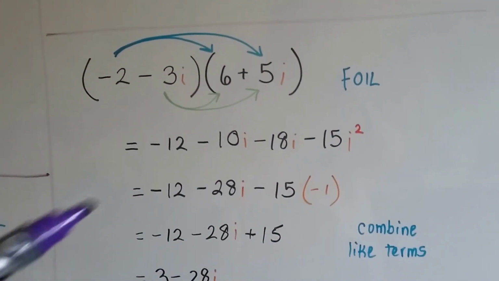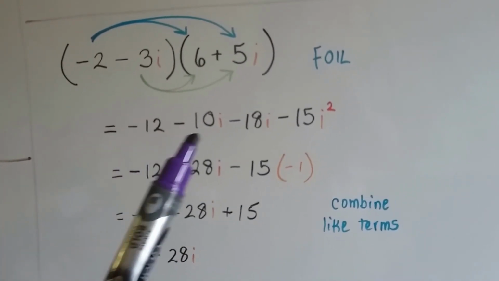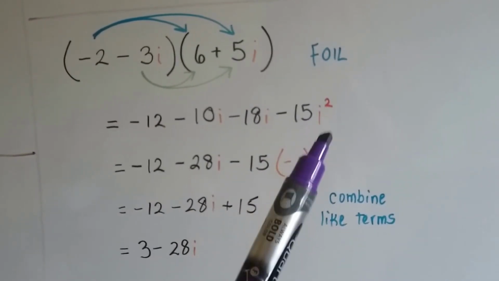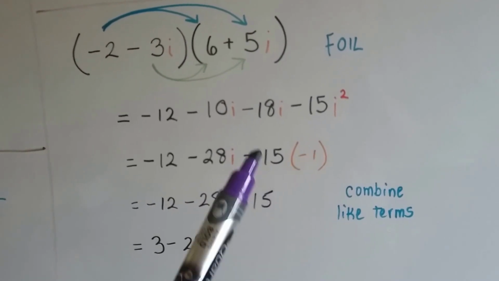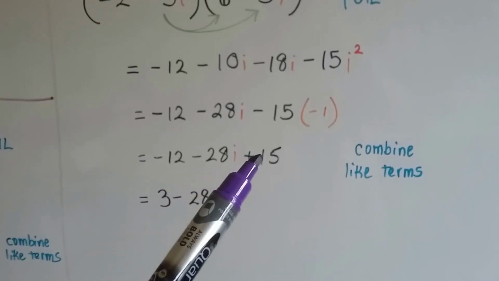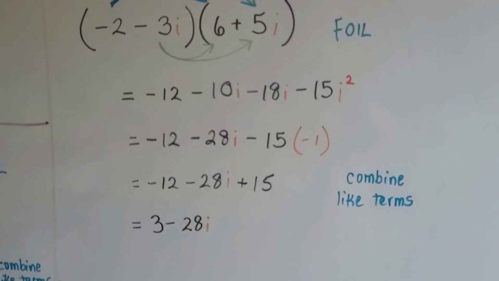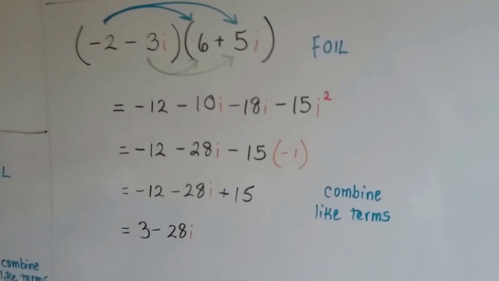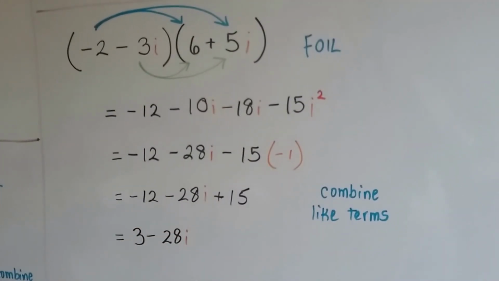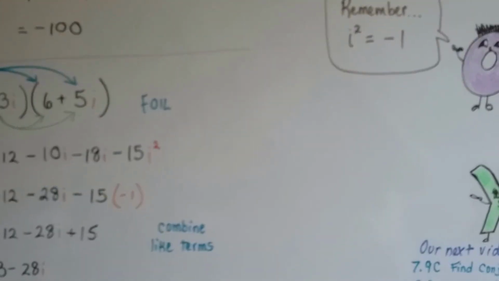Here we're going to FOIL again. First, outer, inner, last. We get -12 minus 10i minus 18i minus 15i squared. This is a -1. We multiply the -15 times the -1, we get a +15. We combine the like terms, and -12 plus 15 is a +3 minus 28i. See? We just FOILed it like we always would. It's like we're treating that i as if it's a variable until it's squared and we can turn it into a -1, right? So just remember that i squared equals a -1 and you'll be okay.